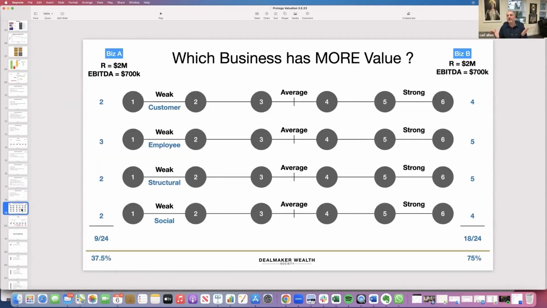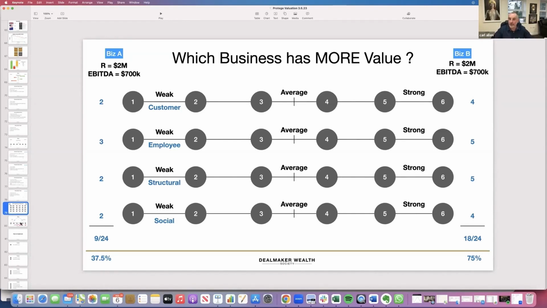So which is the strongest business? Which business has more value? Let's say the 2 businesses are identical, both doing $2 million in revenues, both making $700,000 in EBITDA. One scores 37.5% on the transfer scale. The other scores 75% value on the transfer scale. Which business has got more value? It's business B, right? Because it's hitting higher marks on those 4 pillars of transfer value.